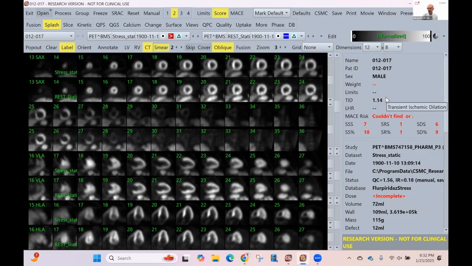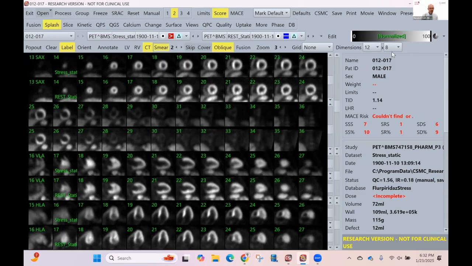Maybe Jamshid, do you know? I think that these numbers have to be verified formally, but from my experience looking at a lot of these studies, we use a 1.2 as the cutoff for being abnormal, very similar to what we had seen on SPECT and on PET rubidium. But it has to be clarified. I would say for the time being, a cutoff of 1.2 is a reasonable number for TID.